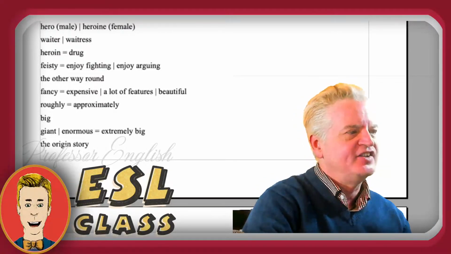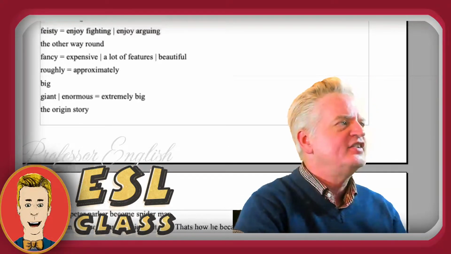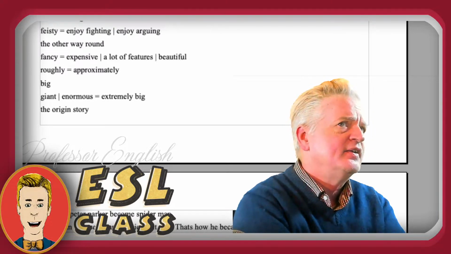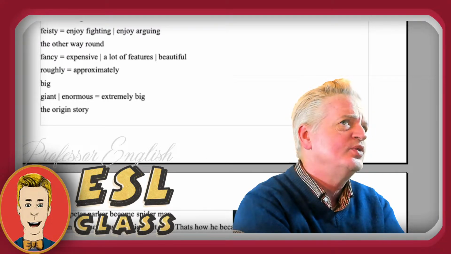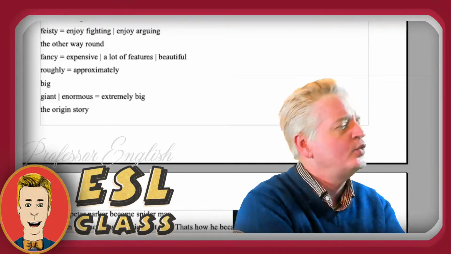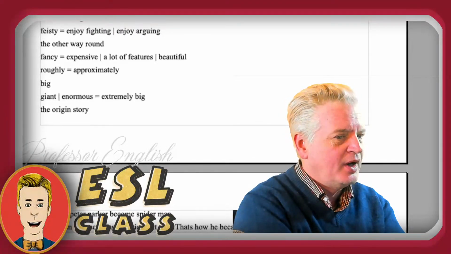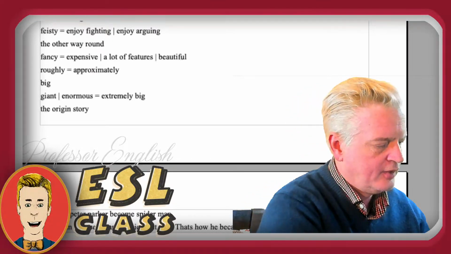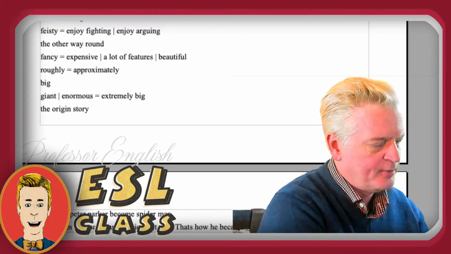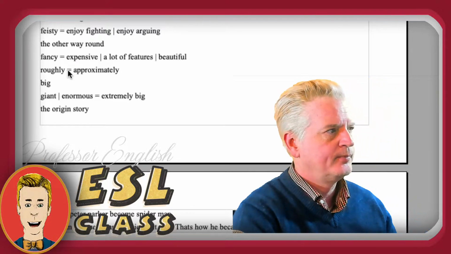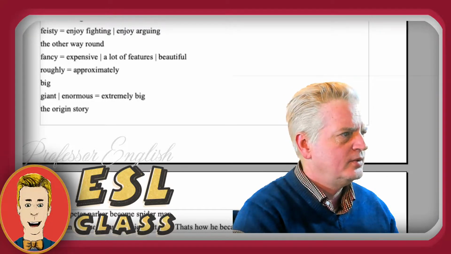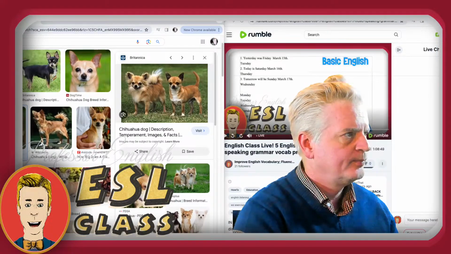Okay, then we have the word feisty. Feisty means enjoy fighting, enjoy arguing, and it's usually used in a cute way. So, do you know what a Chihuahua is? It's a type of dog. It's a very, very small dog. Let me show you a picture of a Chihuahua, because it's a good way to explain what feisty means.